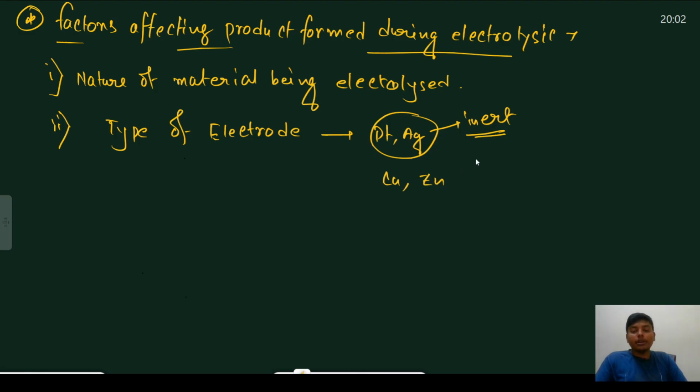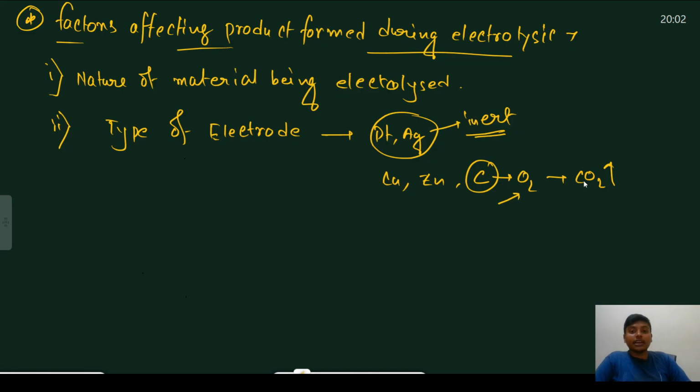For example, you are taking carbon. Very important: carbon is not an inert electrode. So when you take carbon, carbon will react with oxygen and become carbon dioxide. So when you are using carbon, instead of getting oxygen, you are getting carbon dioxide. Understood?